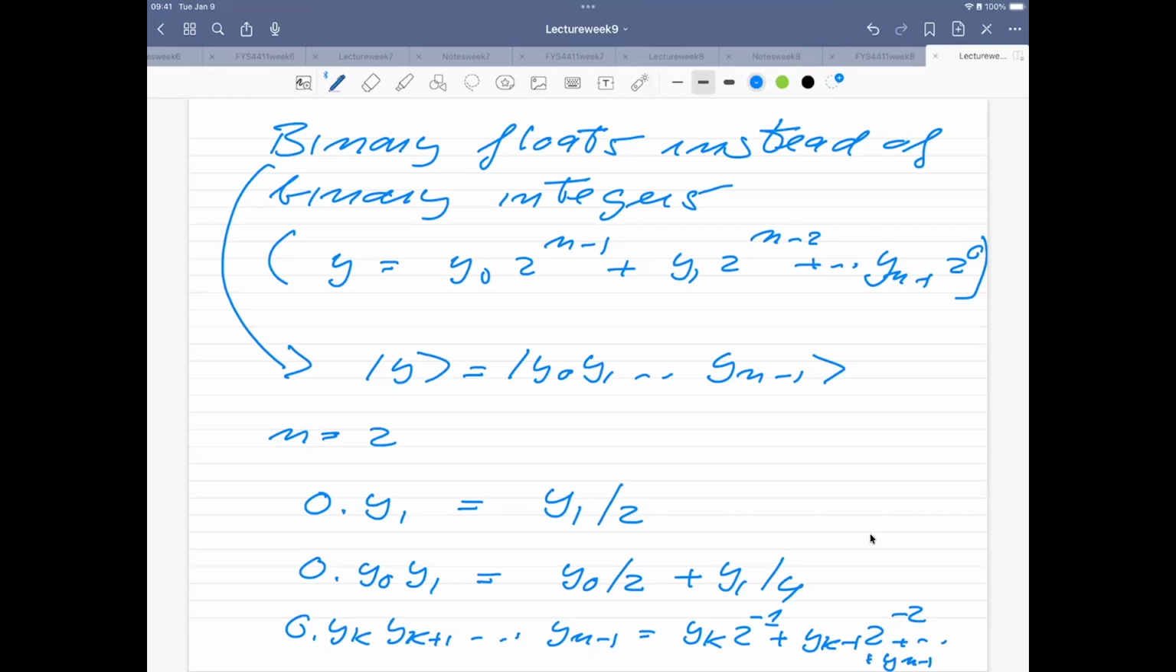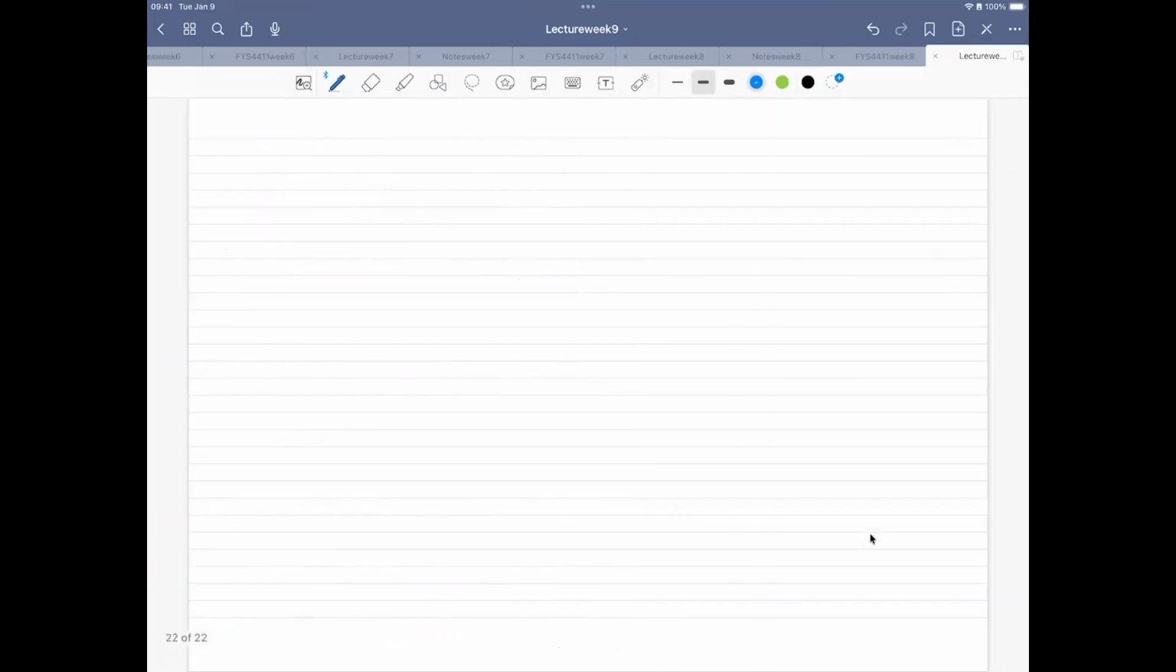Let me just switch page here. And we get plus, and the final one would then be y_(n-1) multiplied with 2 to the power of minus (n minus k).